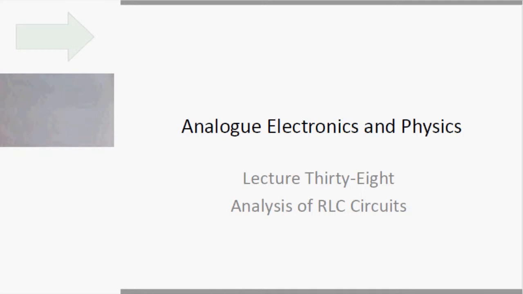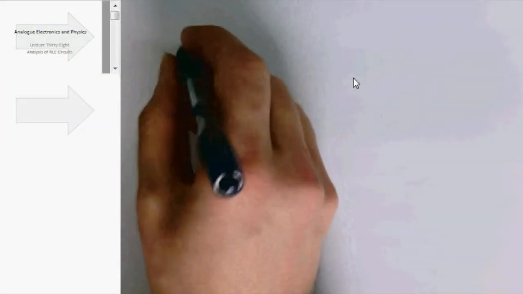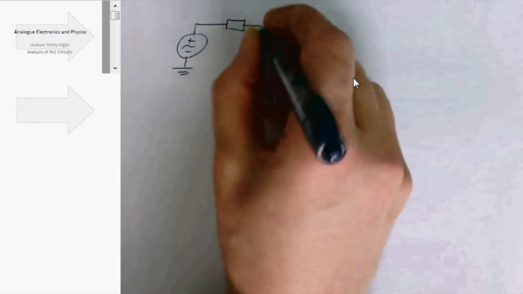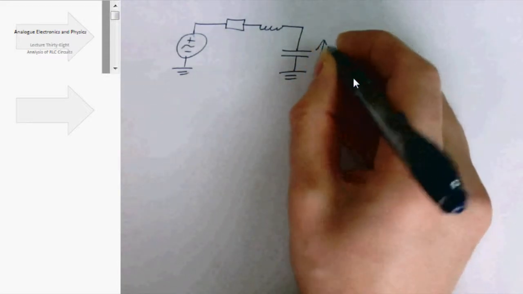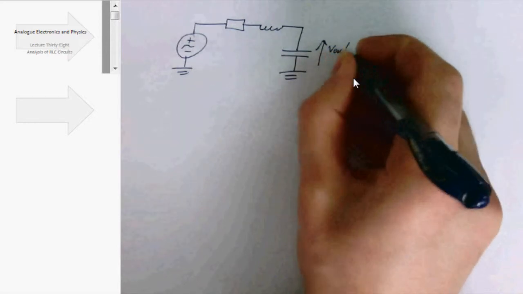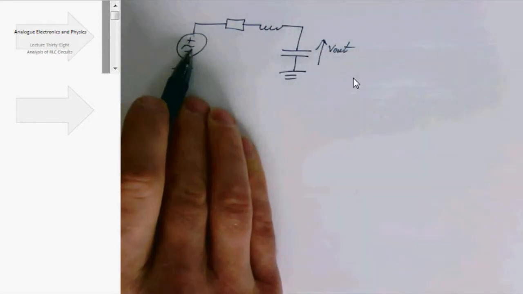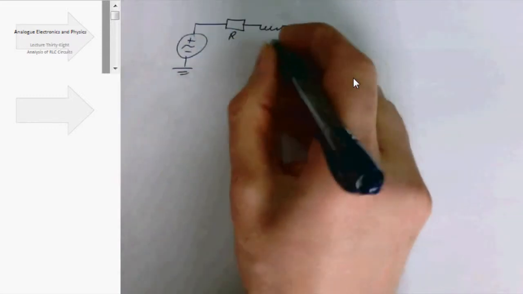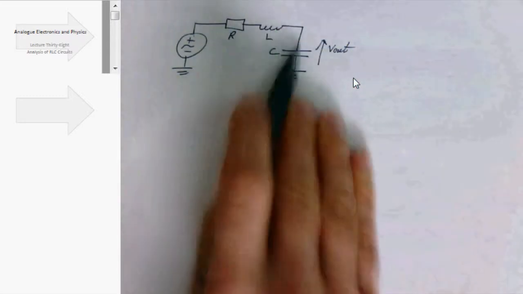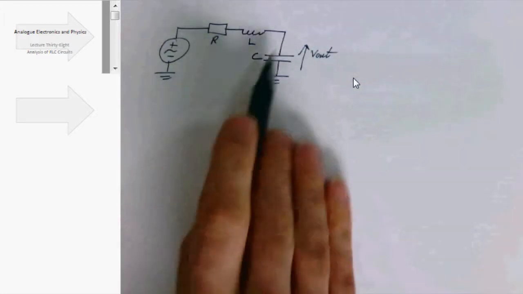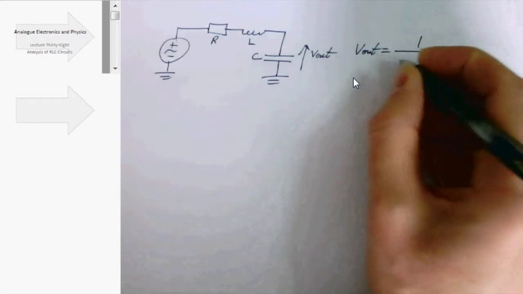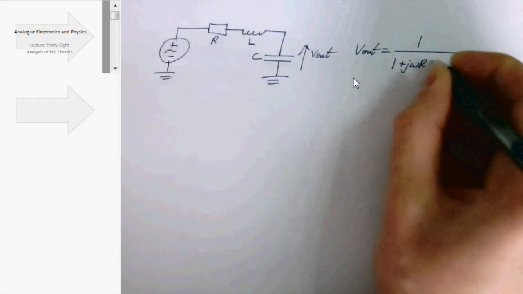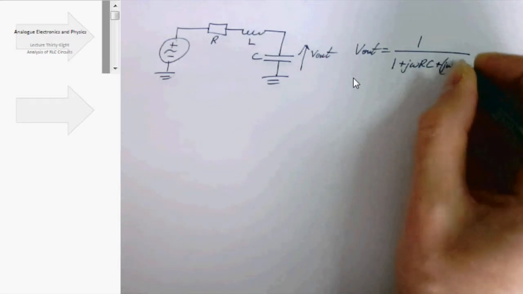We were looking at a series RLC circuit, which looks like this: a R followed by an L followed by a C, and we were looking at the voltage out as being the voltage across the capacitor, where this is an AC sinusoidal voltage going in. If you go through the standard potential divider analysis to get the frequency response, you'll end up with Vout equals 1 divided by 1 plus j omega RC plus j omega squared times LC.